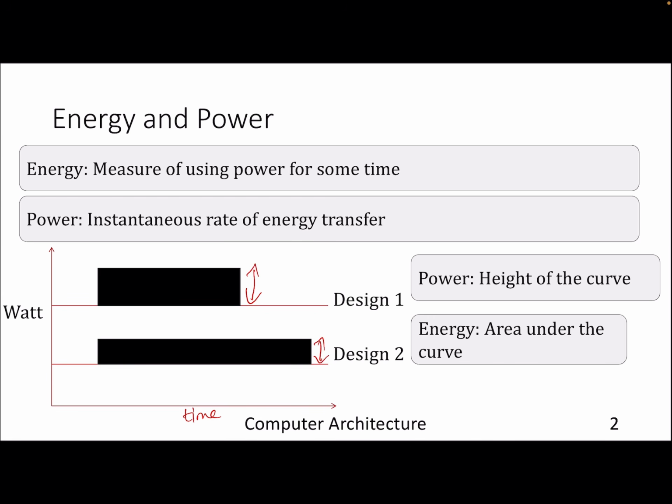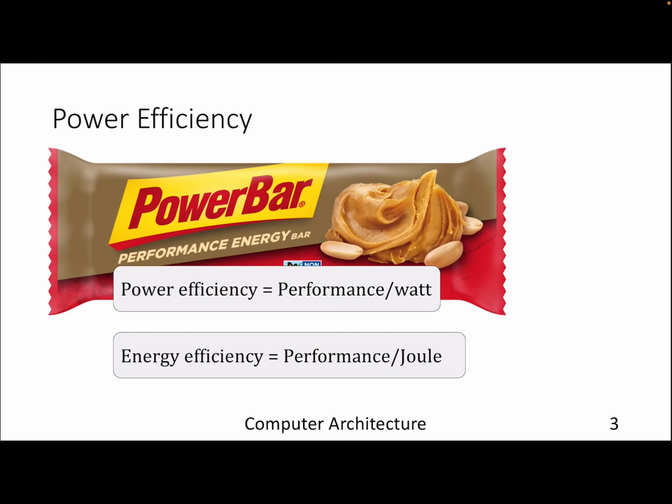On the other hand, if we are looking at the energy consumption, energy, as we know, is the usage of power over a period of time. So if you take the area under this curve, that will give you the energy. You calculate the area here and the area here, and you will get the energy. So with that, let's move on to metrics which can talk about both power and energy.